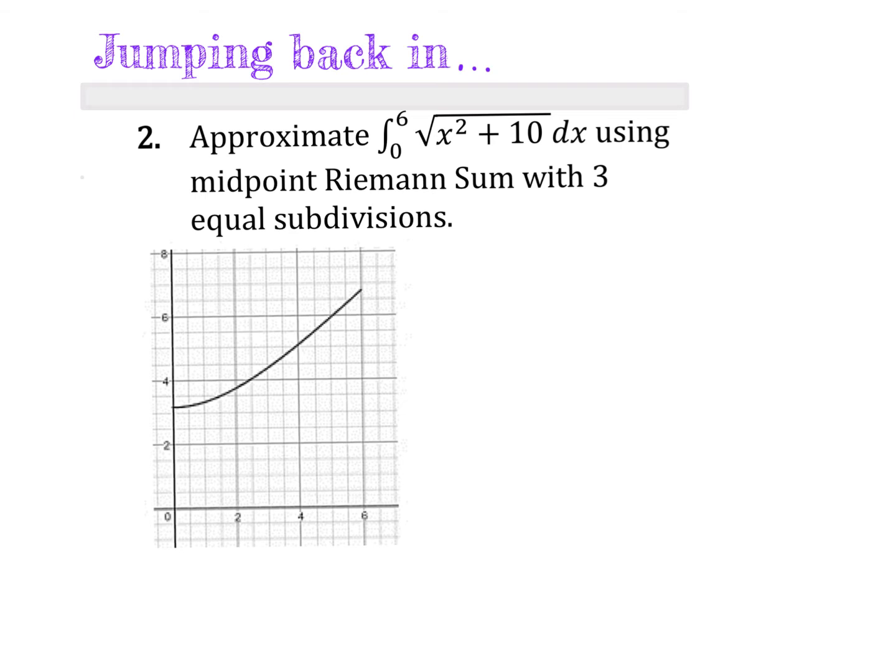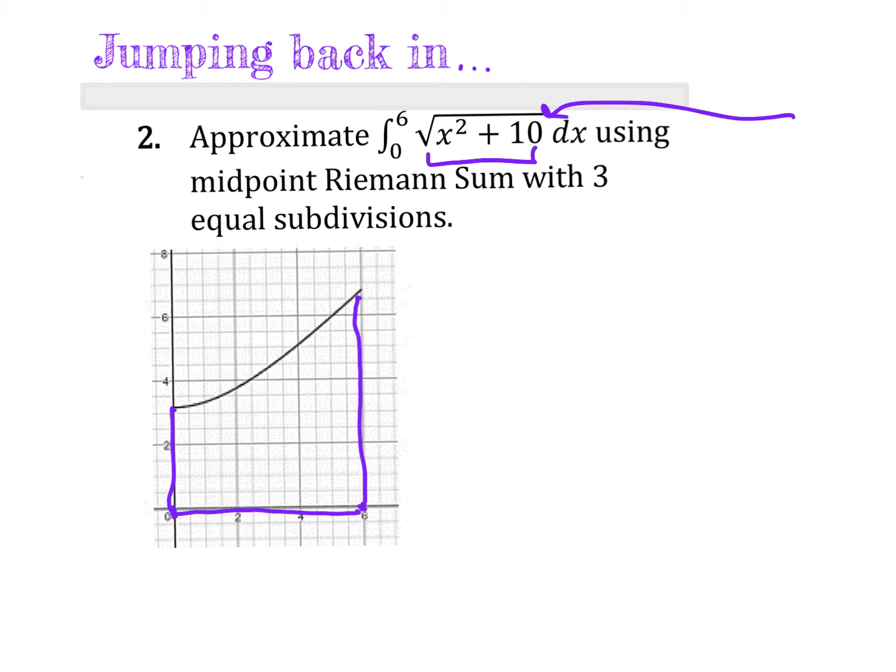So jumping back into where we left off in the last video, we are going to be approximating the area under the curve from 0 to 6 of this function graphed here. And the function that's graphed here is the square root of x squared plus 10. Again, we're starting at 0 and stopping at 6. So we're looking at this area that's being formed under the curve here. We're going to find the area under the curve. So this would read out loud, the integral from 0 to 6 of the square root of x squared plus 10 dx, meaning we're finding the area under the curve between 0 and 6 of this function.